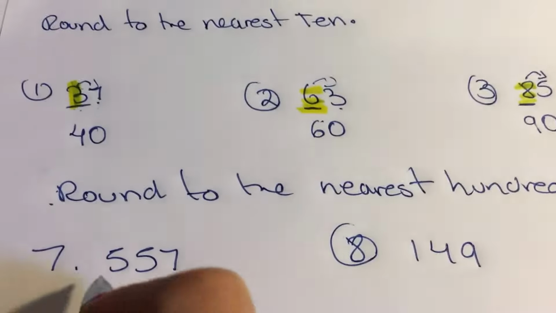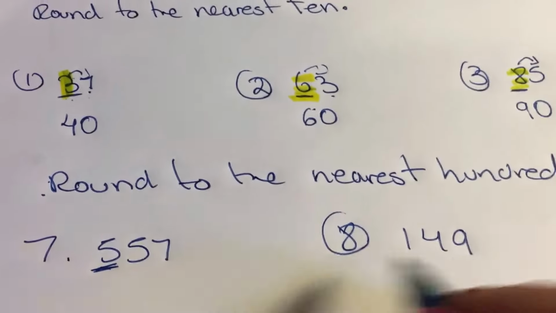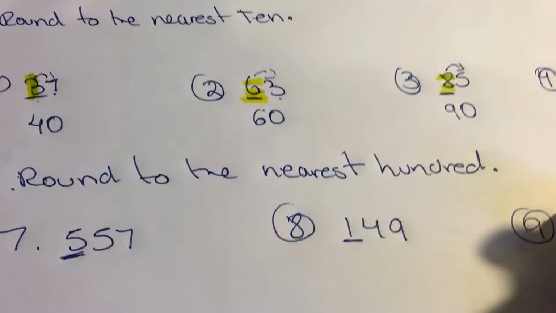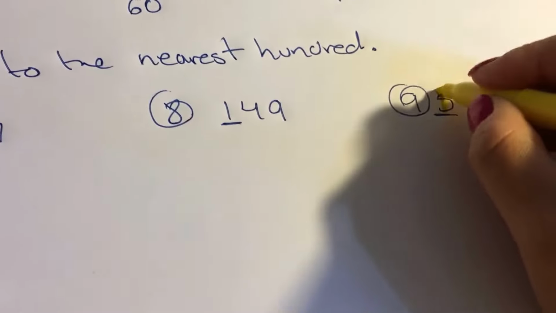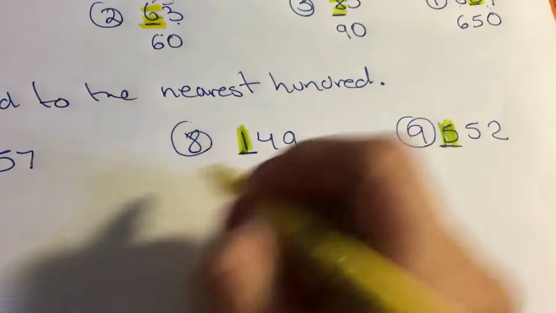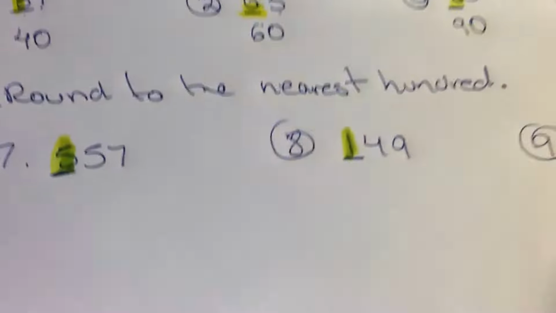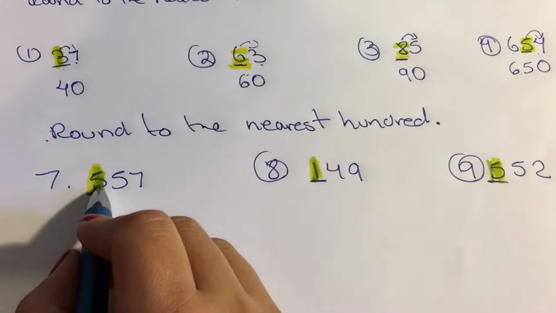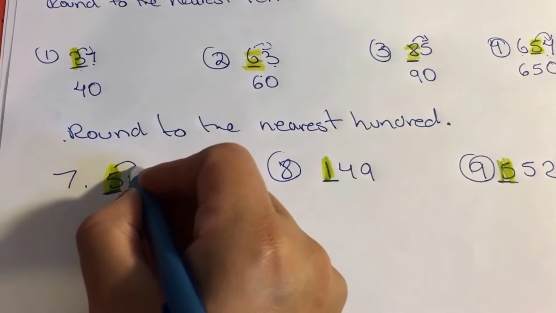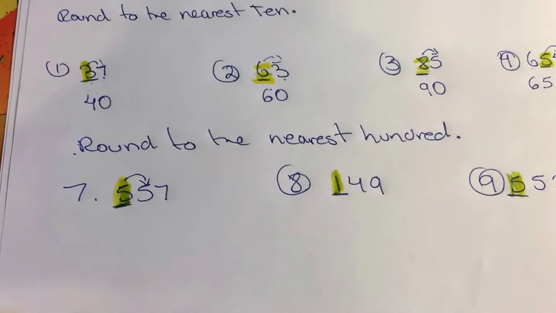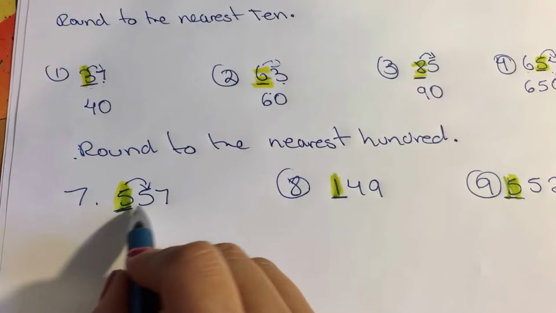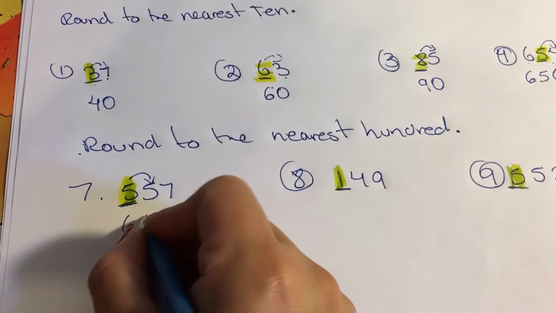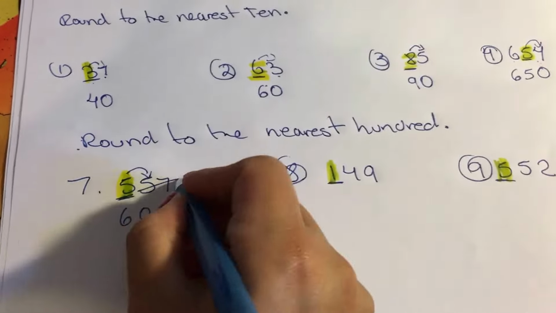Okay, we are rounding now to the nearest hundreds. Underline your hundreds place value. If you have a highlighter with you, you can highlight the number to help you. Now, we look to the number on the right, okay? 5 or more, add one more. So what's going to happen to the 5 is going to change into a 6 and everything else drops. We drop it.